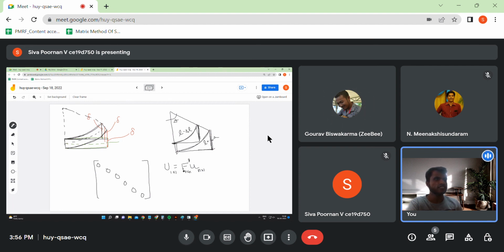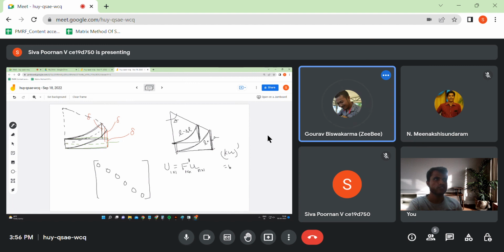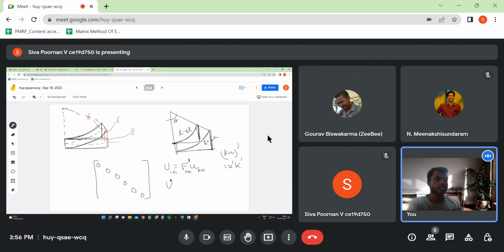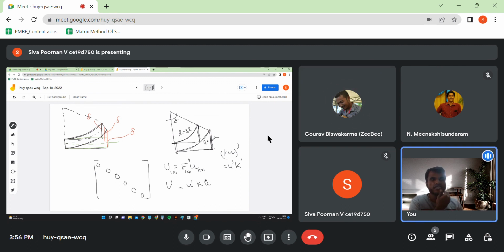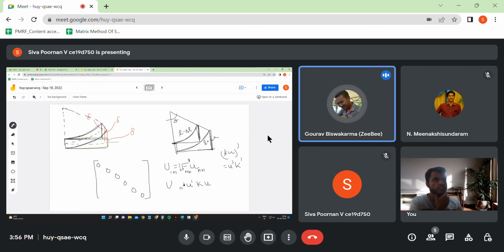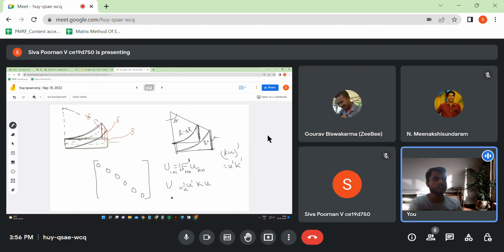Then what is F transpose? F transpose would be equal to (k u) the whole transpose, which is u transpose k transpose. So energy will be equal to u transpose k transpose, which is the same as k, times u. Now this u transpose k u, with a half in front, is the energy. Since energy is positive, we know that u transpose k u is positive. This should be positive for all the u's.